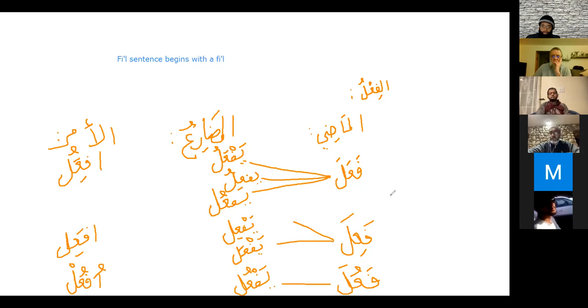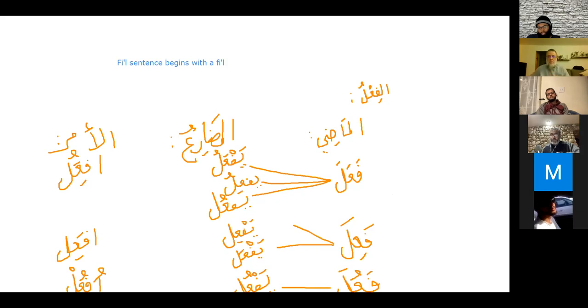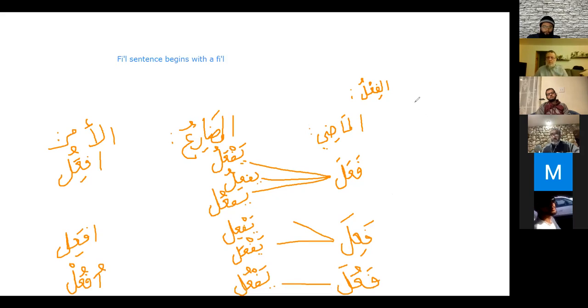So let's go with the madi, or the past tense, being the origin. If the past tense of the madi is fa'ala, the present or future tense can be either yaf'alu, yaf'ilu, or yaf'ulu. And the command is going to depend on the mudari'. If the mudari' is yaf'alu, the command is going to be if'al. If it's yaf'ilu, the command is going to be if'il. Yaf'ulu, the command is going to be uf'ul.